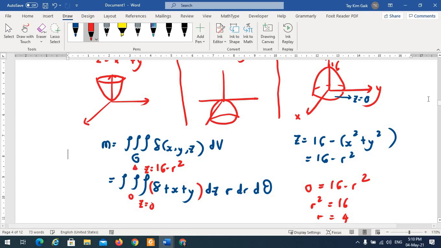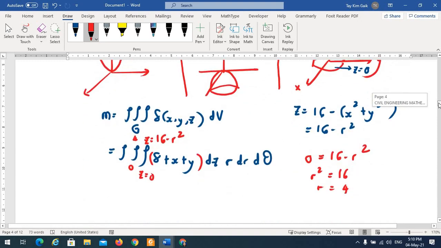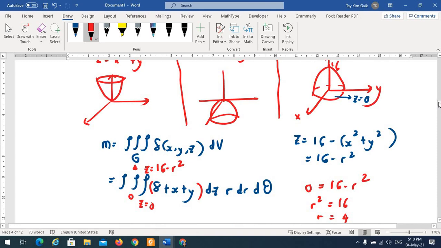And they didn't say the first octant, right? They didn't say the first octant, so that means theta is actually a full circle. Theta from 0 to 2 pi.